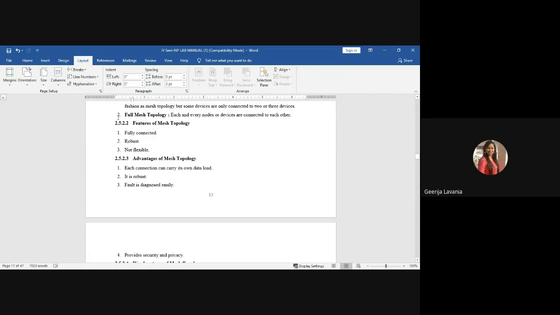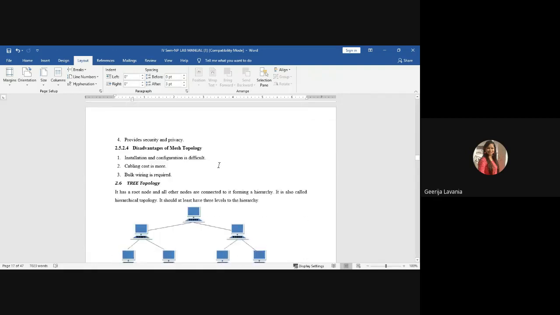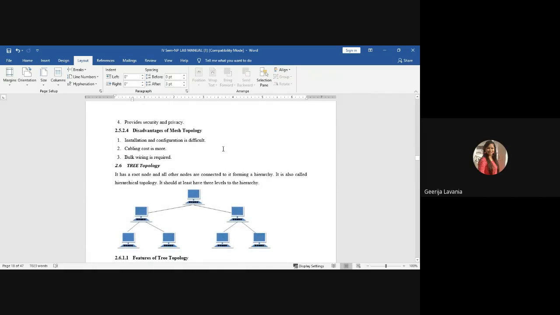An advantage of the mesh topology is that each connection can carry its own data load. It is robust, faults are diagnosed easily, and it provides security and privacy. Now the disadvantages of the mesh topology: installation and configuration are difficult, cabling cost is more, and wiring is required. So these are the disadvantages of the mesh topology.